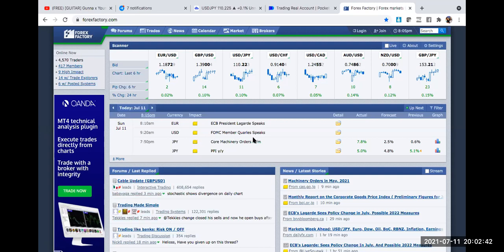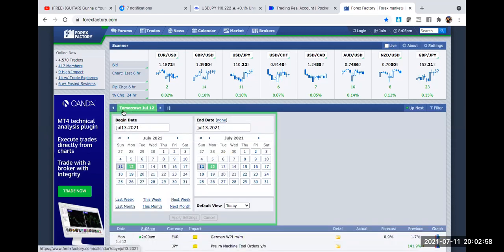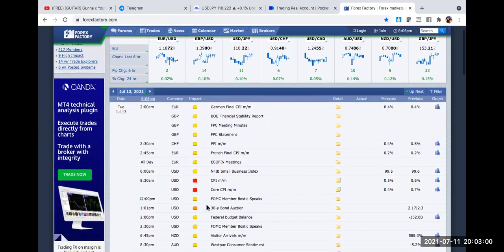So nothing's popping today. You normally want to look for like red folders for high impact news. Yeah, nothing's popping today. They aren't talking about anything. So tomorrow, nothing for real. Okay, Tuesday.